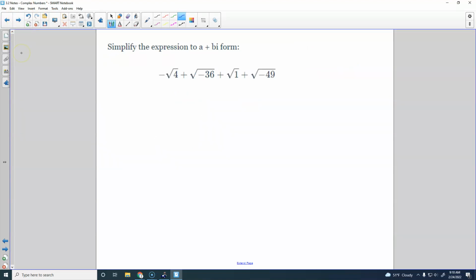All right, here's our next one. So we've got negative square root of 4. That negative's not inside the square root, so it's not going to create an i. It's just going to be negative 2 whenever we take that square root of 4. And then here, the negative's on the inside of the square root, so we're going to get 6i. There's that square root of 1 again. It's going to be 1. And then we got square root of negative 49. That's going to give us 7i.